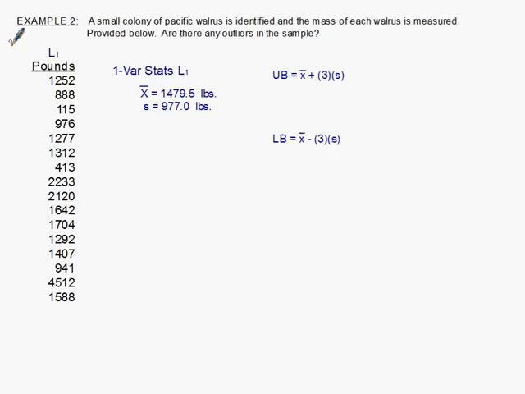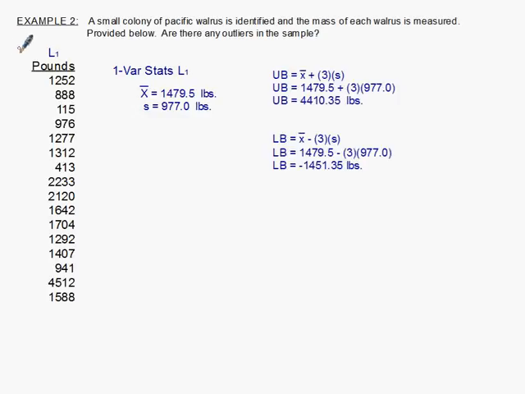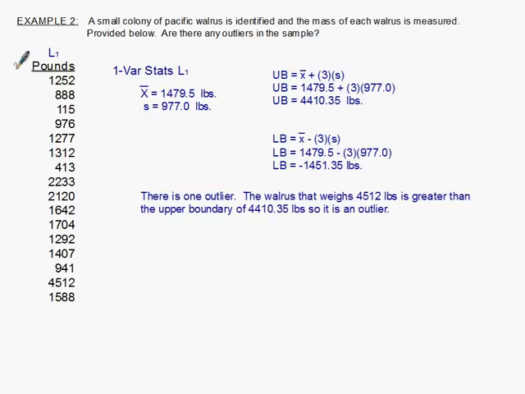We can get our upper bound and our lower bound in the same way we did before. We plug in the numbers, we get our boundaries, and we can conclude that actually there is a walrus, this 4512, this guy right here, is greater than the upper boundary of 4410. So it's an outlier. That's one big walrus is what we're figuring out.